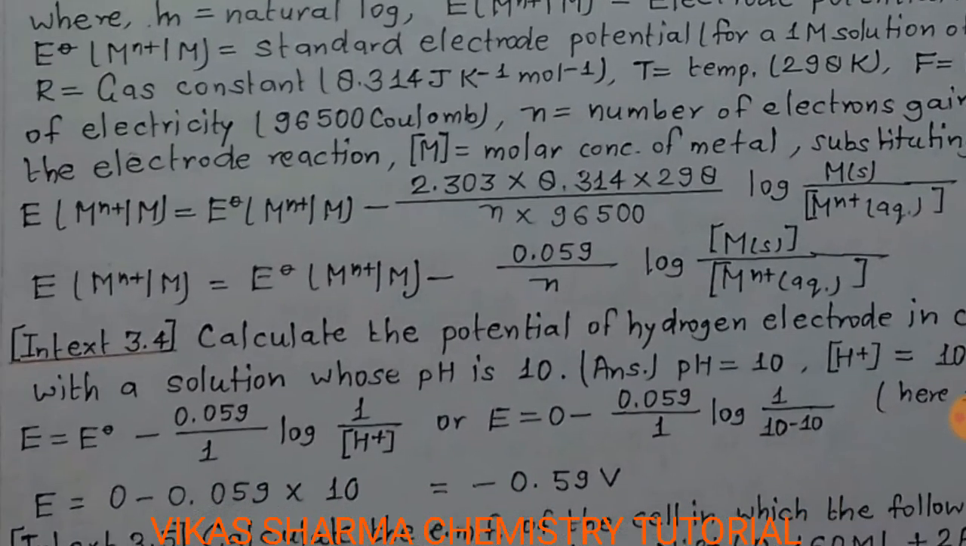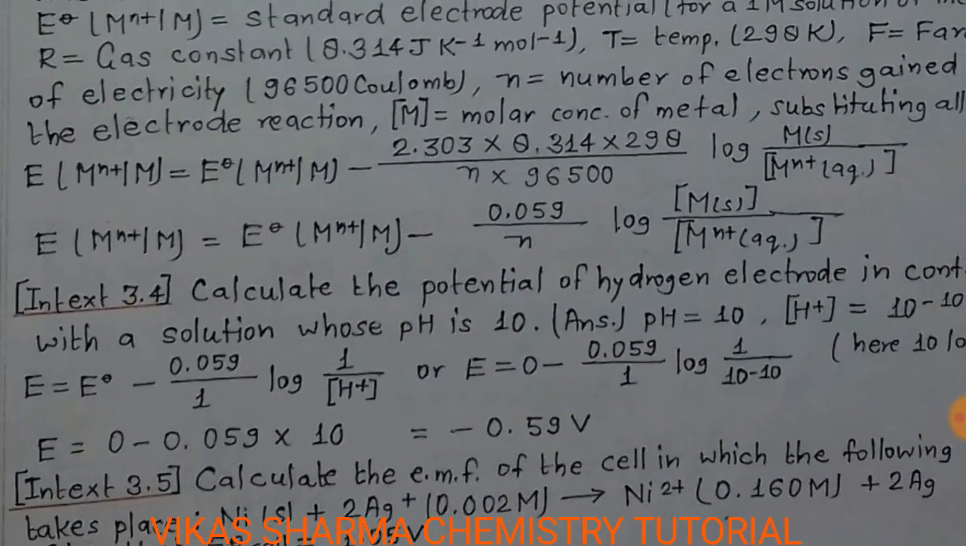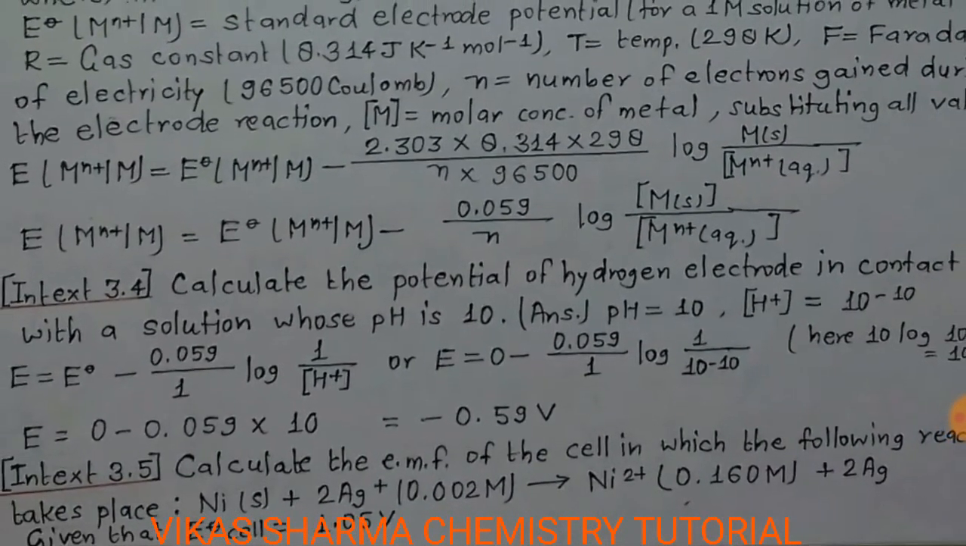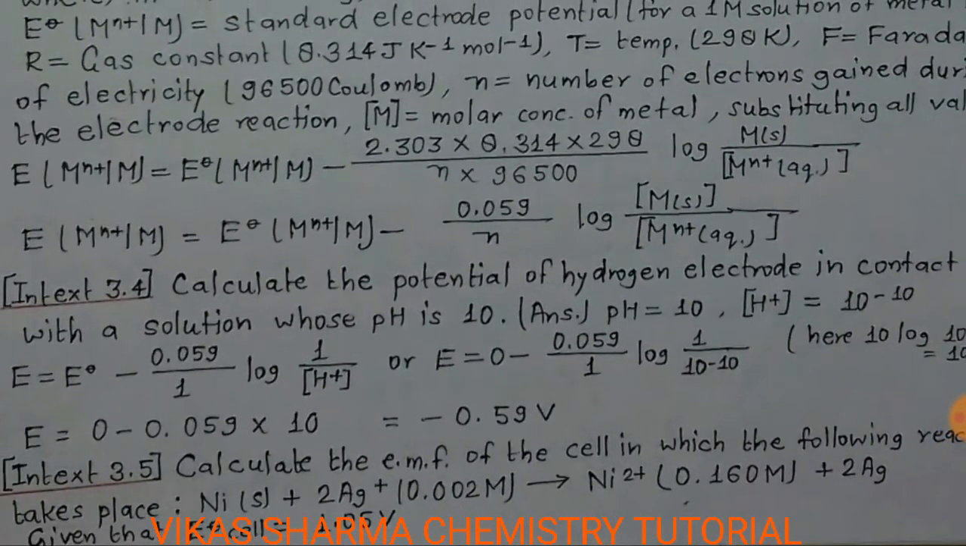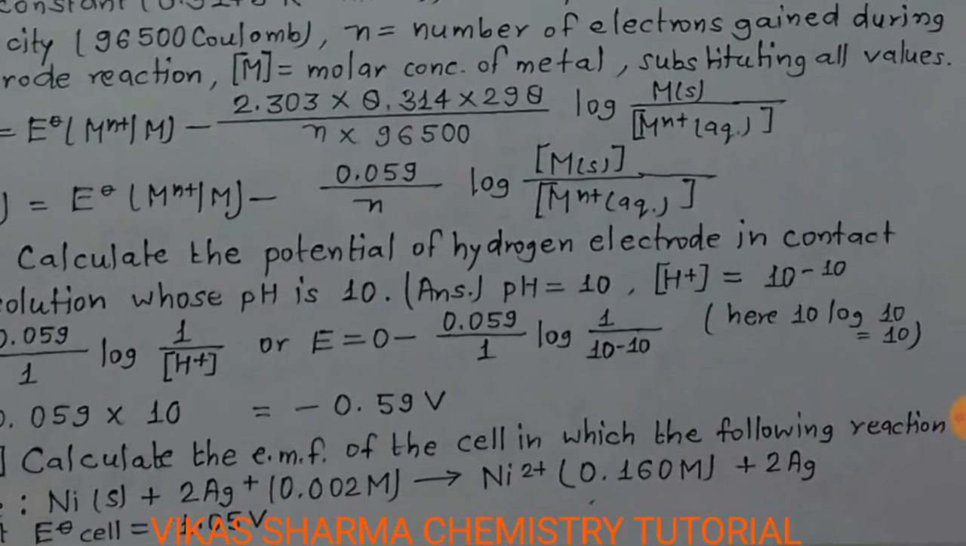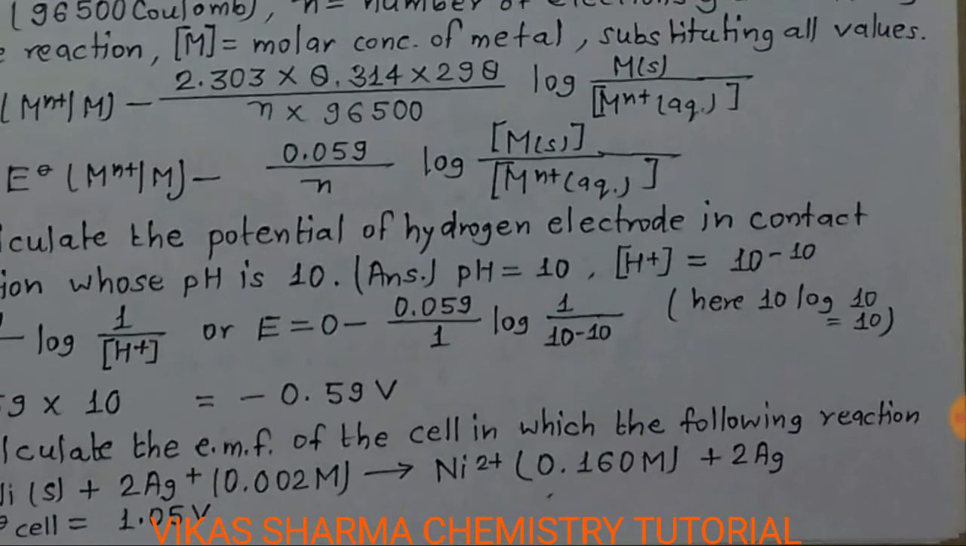So in the NCERT book, in-text question 3.4: calculate the potential of a hydrogen electrode in contact with a solution whose pH is 10. Student, pH equal to 10 means the H+ concentration is equal to 10 to the power minus 10.